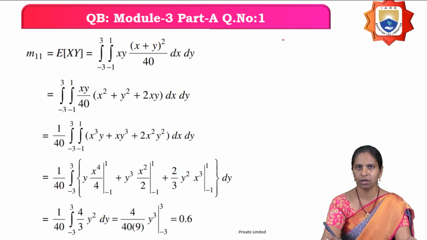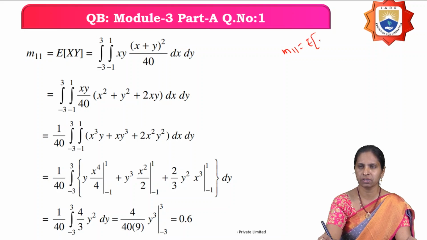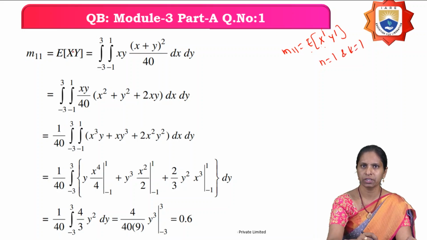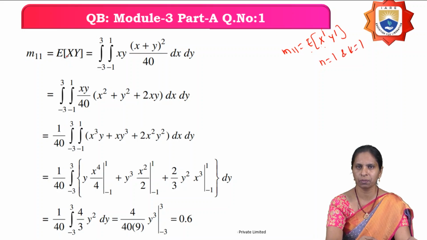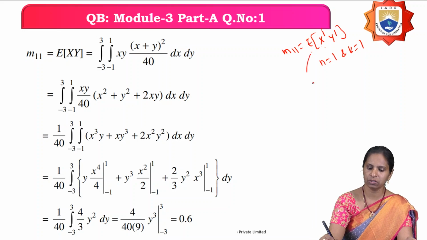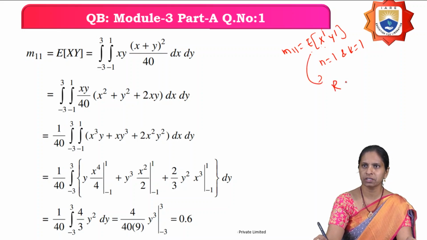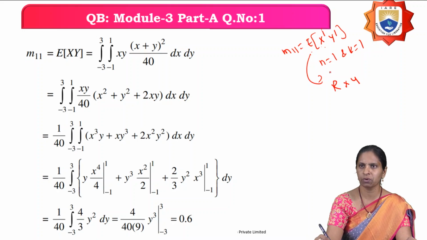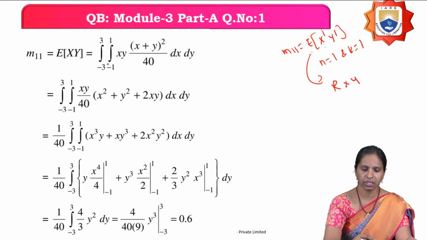Next, we are calculating what? M11. So what is M11? It is nothing but the expectation with n equal to 1 and k equal to 1, so the expectation of x power 1 into y power 1. So here the n value is 1 and the k value is also 1. So M11 is nothing but the expectation of x into y, which is also called the correlation between the two random variables x and y, represented by Rxy.